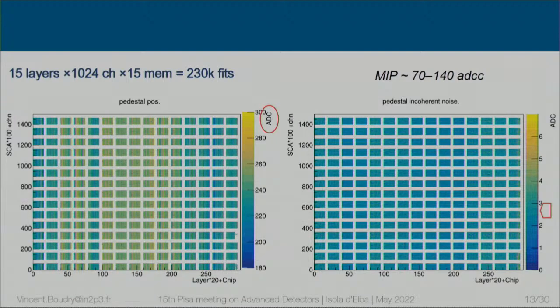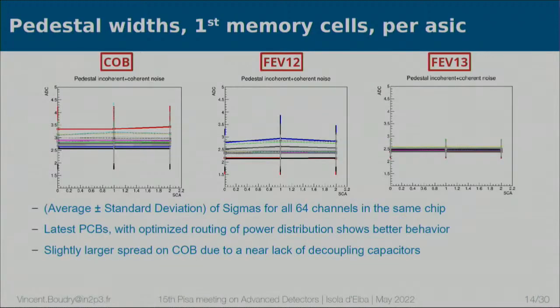If you do this analysis of coherent noise, we end up with this figure. What you can see is mostly that we have a sigma noise distribution of the order of 2 to 3 ADC counts. This has to be compared with the level of the MIP, which is of the order of 70 to 140, depending on the thickness of the wafer. If you have very sharp eyes, you will see that the noise is slightly different in the different columns. They correspond to the different layers we have, and that corresponds actually to the different types of boards we have in the calorimeter.